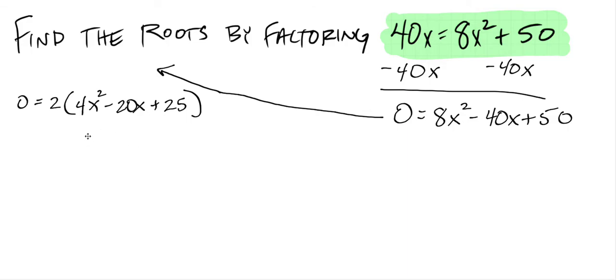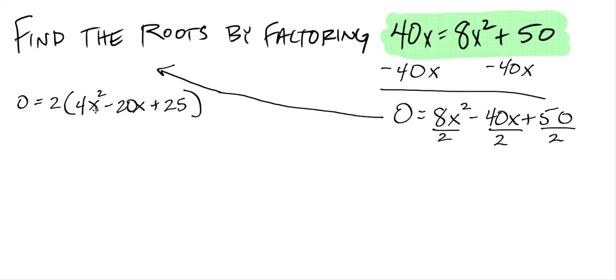Where'd you get the 2? I saw that 2 went into all of these terms, so I factored it out by dividing it. That's what we did a lot yesterday. I should have just put that up there. So I need to factor 4x squared minus 20x plus 25.